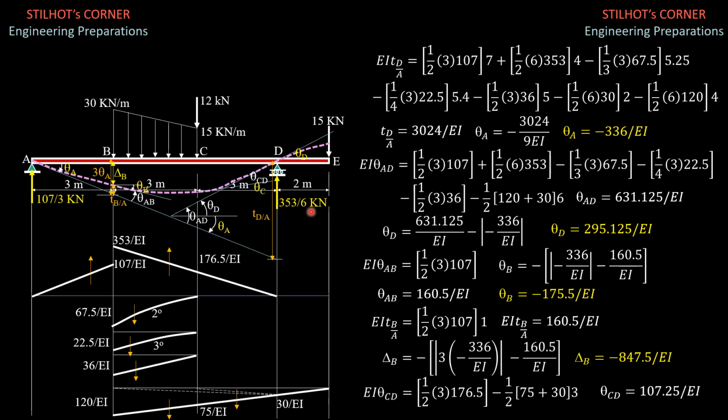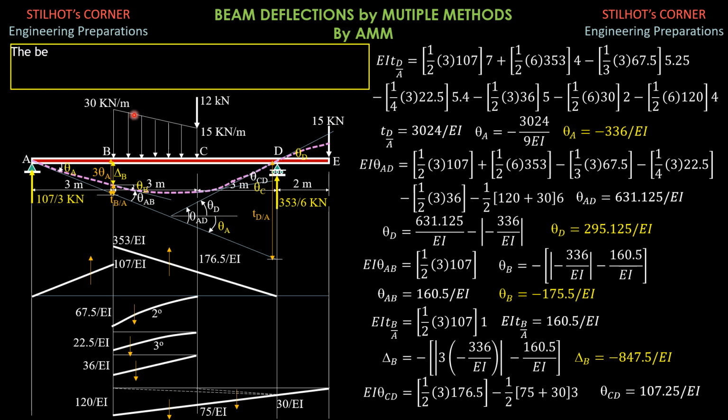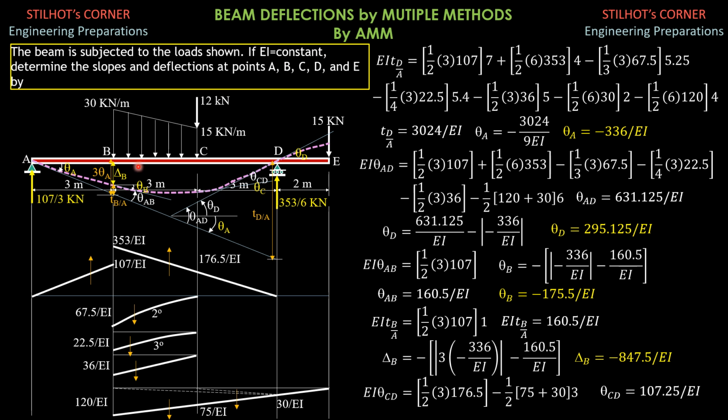Here is the same problem solved by double integration in the first part. This time, I'll present the area moment method as the solution to this problem. So we have the same problem. The requirements should be the slopes at points A, B, C, D, and E, and the deflections, of course. Of course, at A and D, the deflections would be 0 because these are supports.